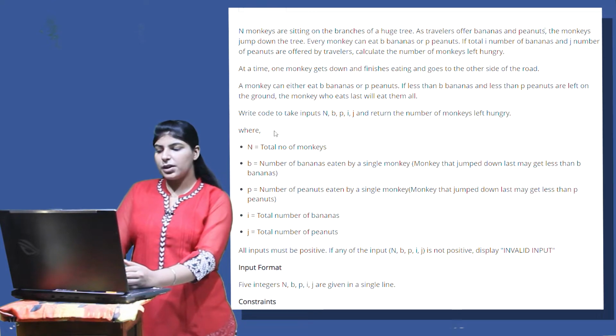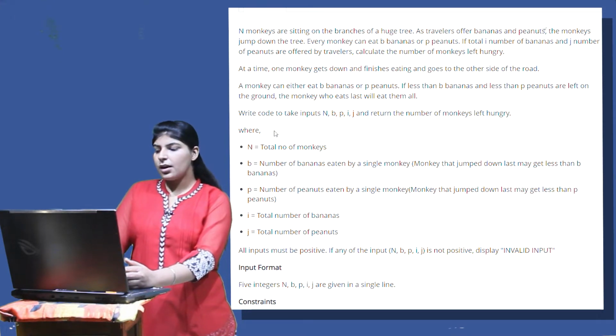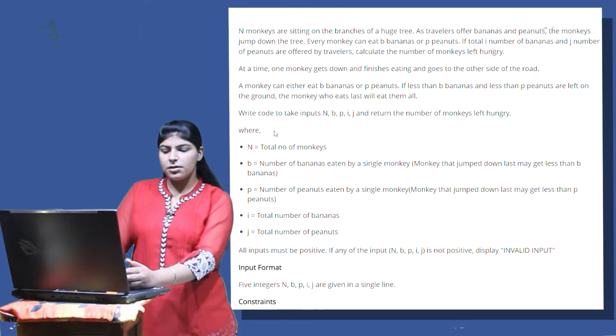P is the number of peanuts eaten by a single monkey. The last monkey who gets down can get less than P peanuts. I is the total number of bananas, J is the total number of peanuts. All inputs must be positive. If any of the input is not positive, display invalid input.